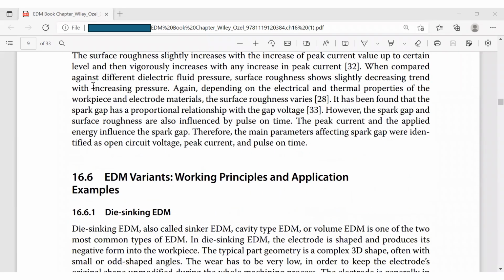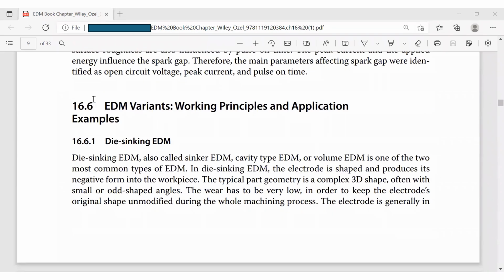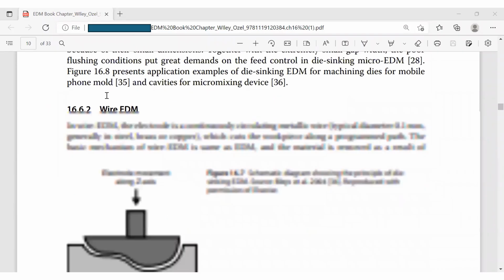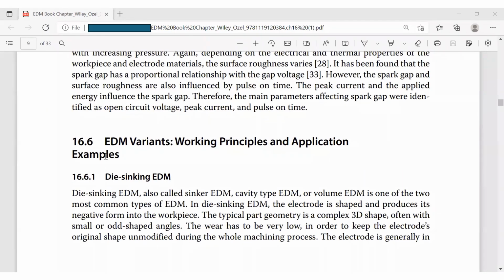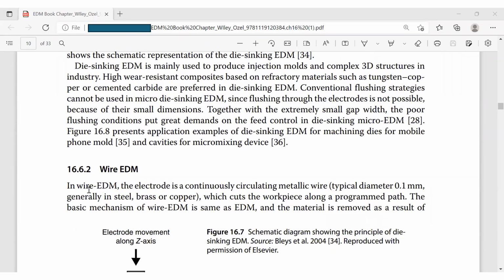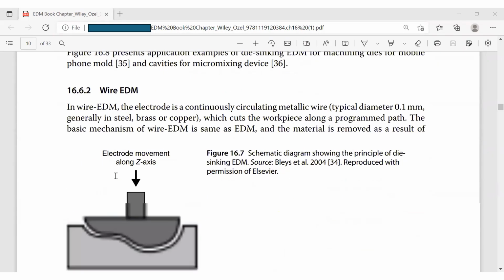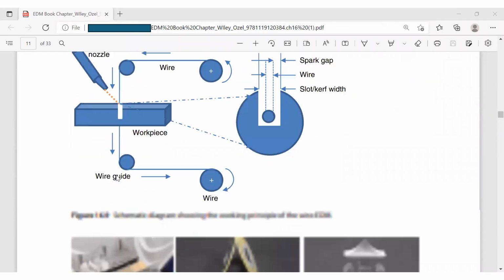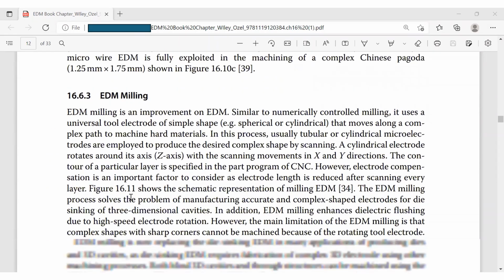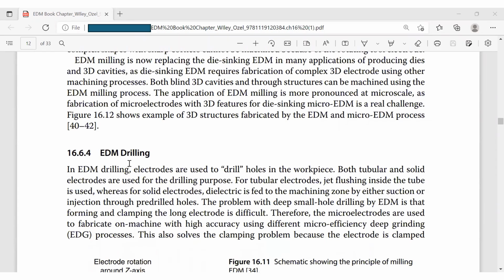And then we talk about EDM variants. There are several different categories of EDM. We have the die-sinking EDM. We have wire EDM, so as the name suggests, it uses wire; the electrode is a continuously circulating metallic wire. The third one is EDM milling. And the fourth one is EDM drilling.